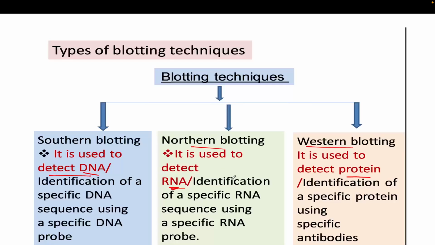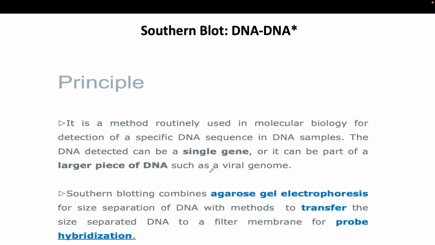Then we will see how southern blotting, northern blotting, and western blotting are performed. Southern blotting, in another term, we generally call DNA blotting. Because here your target biomolecule is DNA, and you are identifying this DNA molecule by using a DNA probe. So that's why it is DNA blotting.